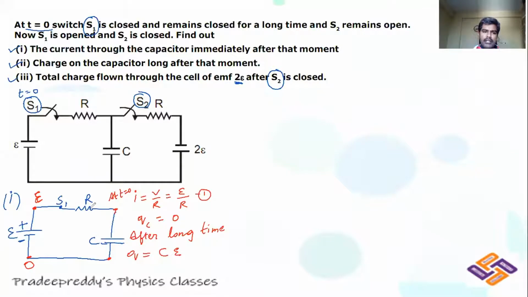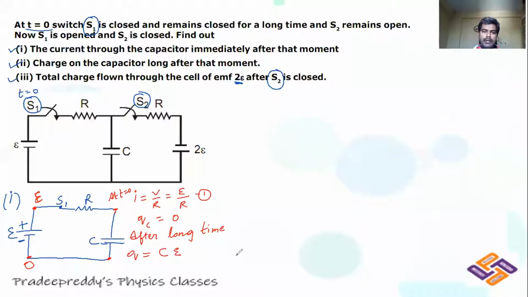As there is no current in the circuit, I is equal to 0 in this resistor. As I is equal to 0, the voltage dropped across this resistor will be equal to 0. Therefore, the total voltage across the capacitor becomes E.